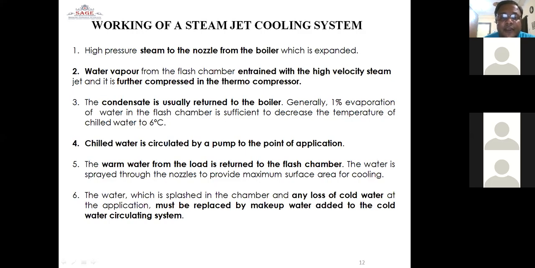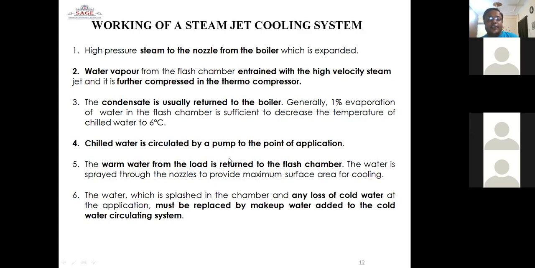तो जितनी भी स्टीम है हाई प्रेशर की उस स्टीम को बॉयलर में से पास किया जाता है. वाटर वेपर जो है फ्लैश चैम्बर से उसको हाई वेलोसिटी के केस में स्टीम को पास किया जाता है, कंप्रेस करते हैं थर्मल कंप्रेसर में. कंडेंसेट जो होता है वो यूजली रिटर्न टू द बॉयलर, जितना भी कंडेंसेट है वो बॉयलर में चला जाता है.